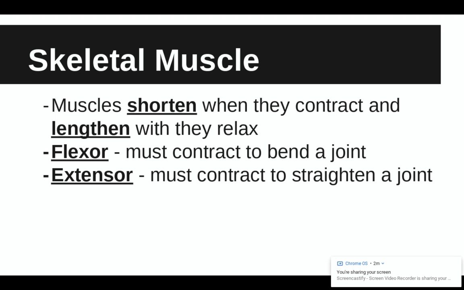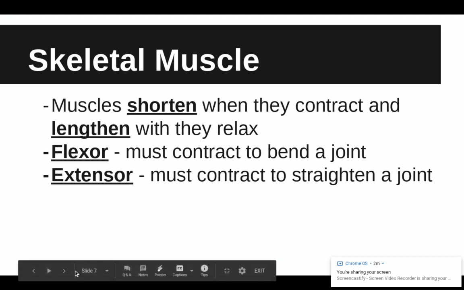Our flexor muscles must contract to bend a joint, and extenders must contract to straighten a joint. So again, going back to the bicep and tricep, so the flexor muscle would be our bicep. When we contract our bicep, we bend at the elbow joint, and then when we flex our tricep or extender, it straightens out at our elbow.